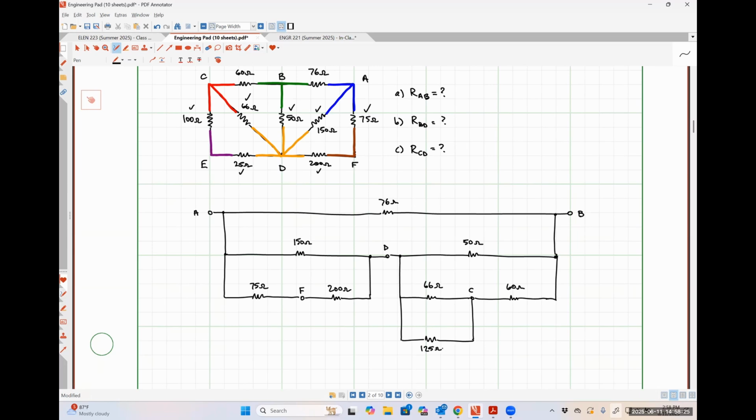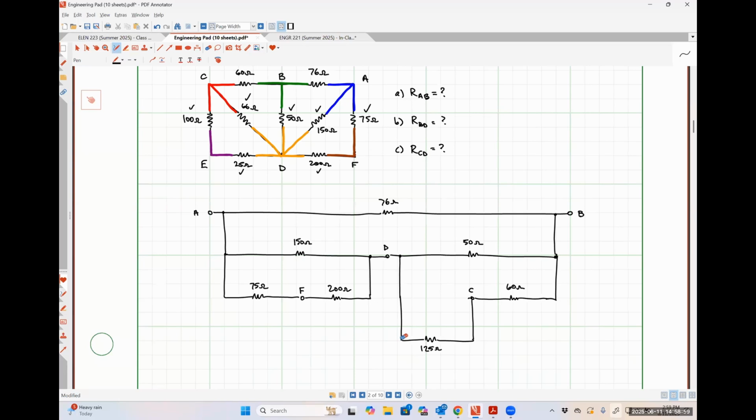Is everybody okay with that simplification? So from here, I can now see that my 125 ohm resistor is in parallel with that 66 ohm resistor. So in my calculator, I'm going to do 66 times 125 over 66 plus 125, and I wind up getting 8,250 over 191. I'm going to leave it in that fractional form.